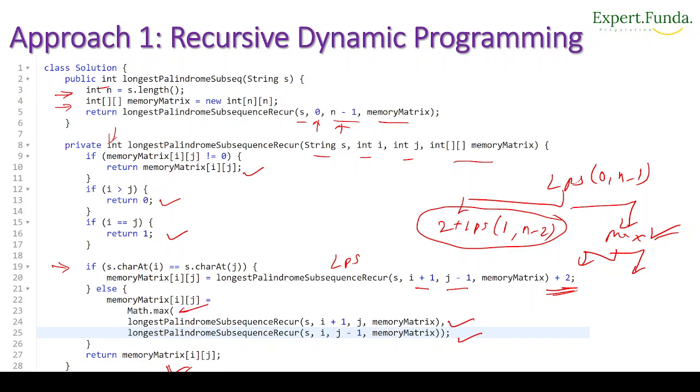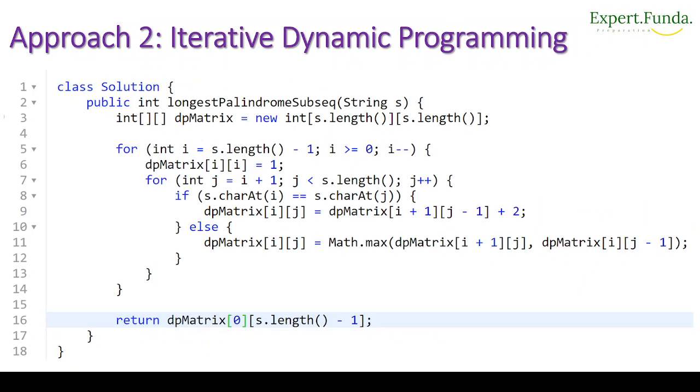So this will take time complexity O of n square and space complexity also O of n square, because we are taking a matrix of n into n memory. So we are storing also and we are traversing also.